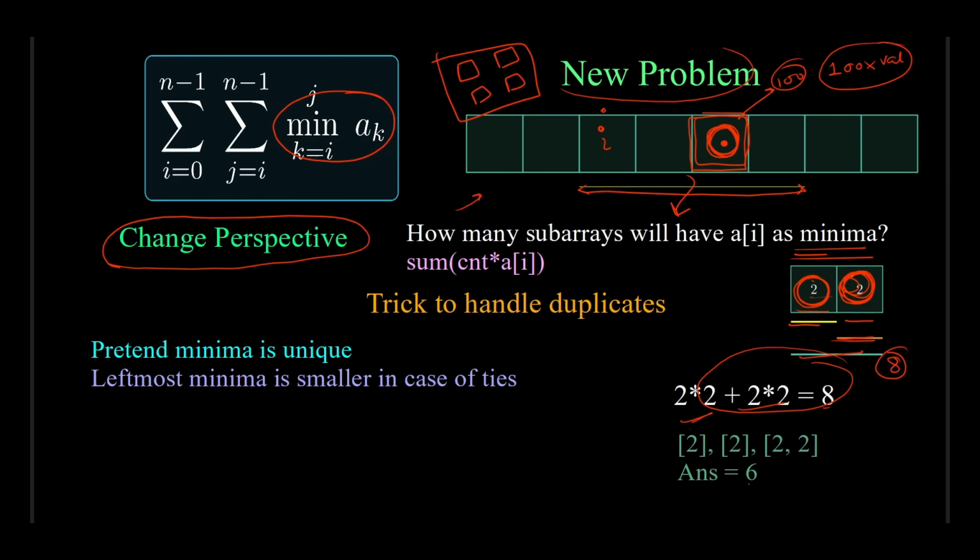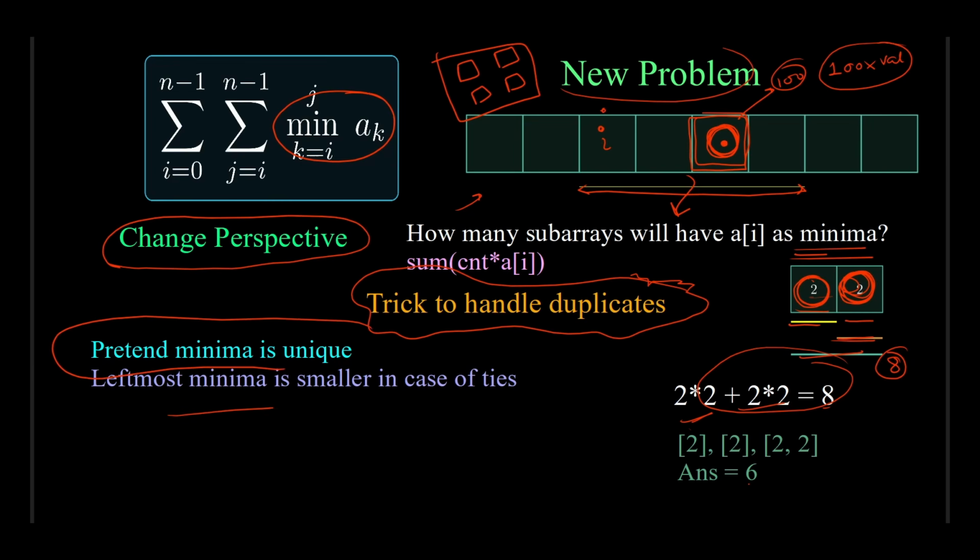So how do we handle the duplicate strategy? This is also a well-known famous trick: if you want to handle duplicates in problems dealing with minima, you enforce an artificial rule saying that if you have multiple copies of the minimum element, you will consider only the leftmost copy of that element as the minima. So you pretend that the minima is unique and the leftmost minima is the smaller in case of a tie.